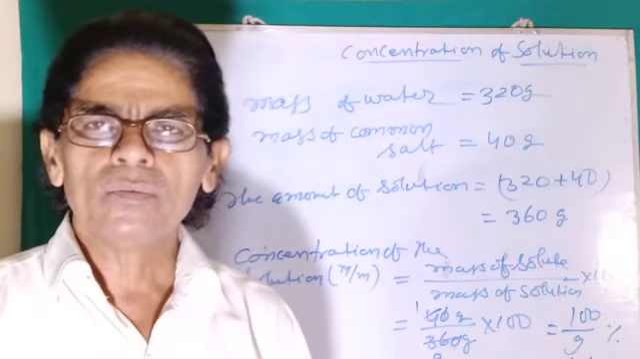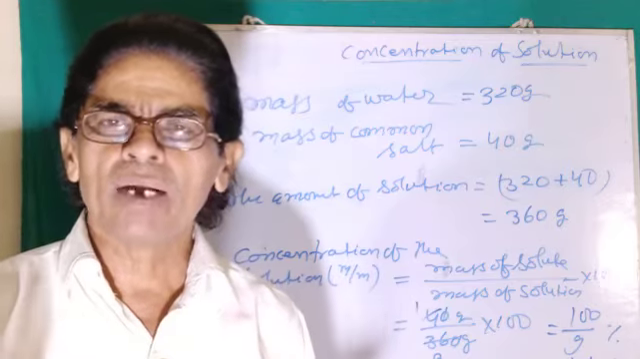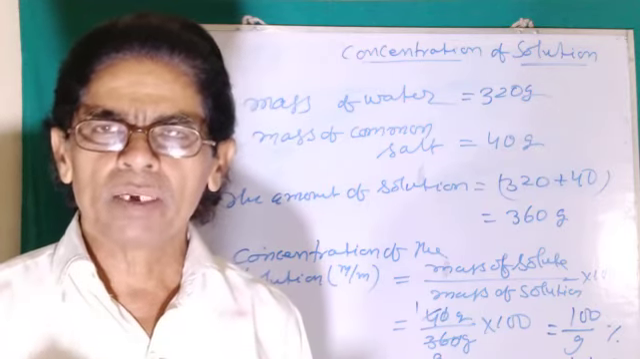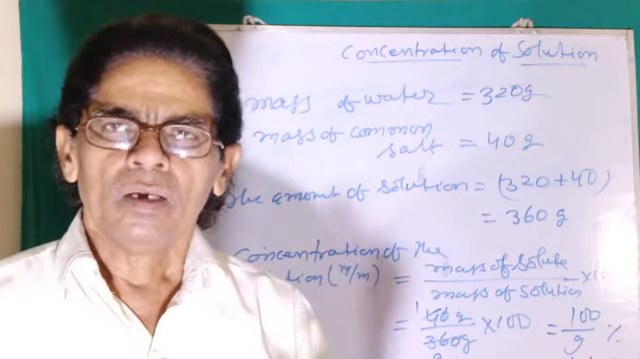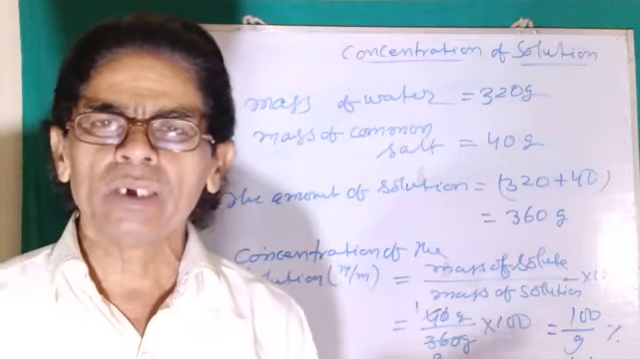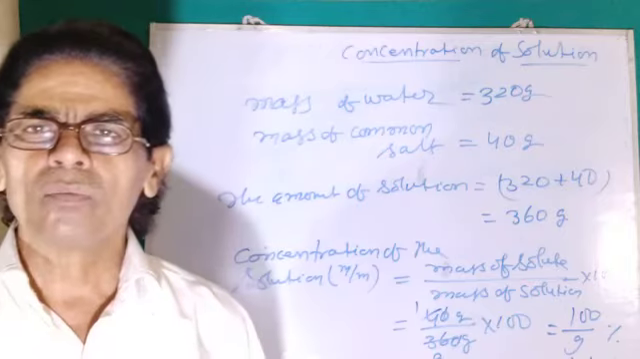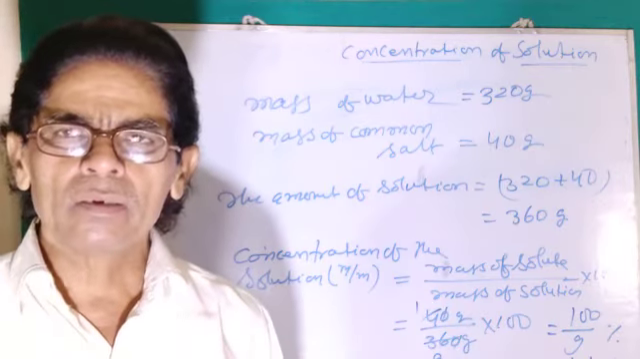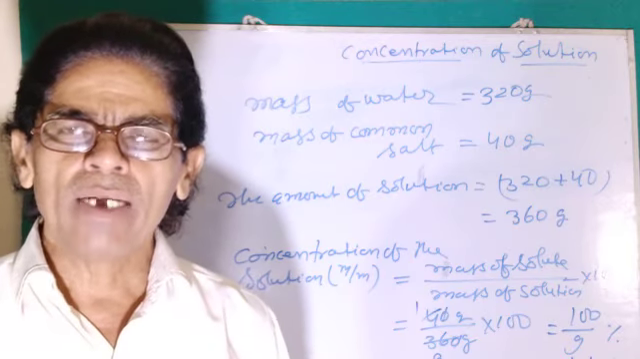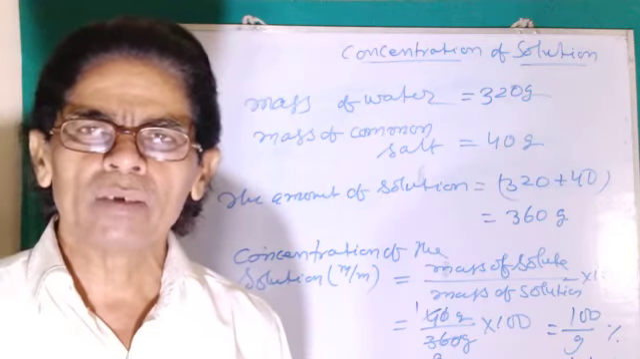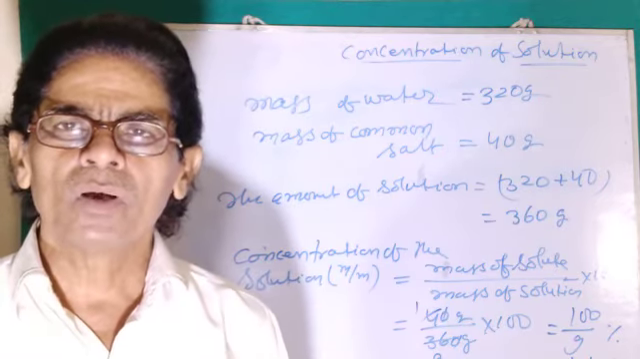Colloidal solutions are the solutions in which the size of the particles, that is solid particles, lies between 10 to the power minus 8 centimeter and 10 to the power minus 4 centimeter. Means the size of the solute particles ranges from 10 to the power minus 7 centimeter to 10 to the power minus 5 centimeter. This is the size of the solute particles.